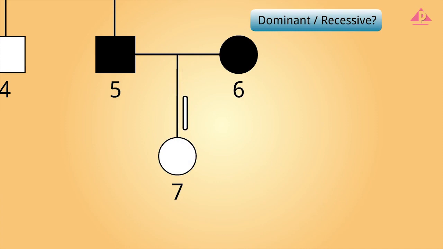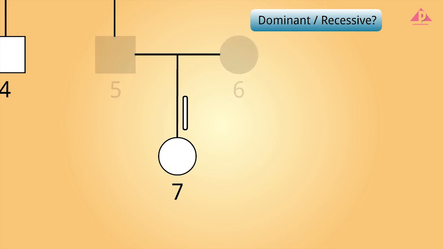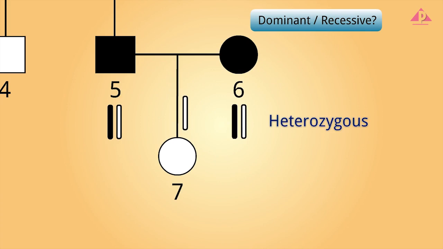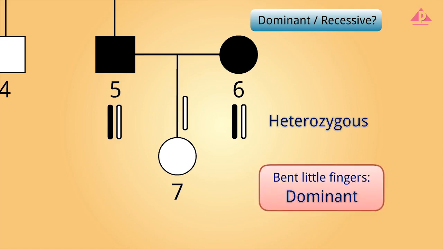She must have at least one allele for straight little fingers that she has inherited from either parent. Individuals 5 and 6 have bent little fingers. Each of them must have at least one allele for bent little fingers. It can be deduced that at least one of individuals 5 and 6 is heterozygous. In a heterozygous condition, only the dominant allele can express its effect. Therefore, the allele for bent little fingers must be dominant.